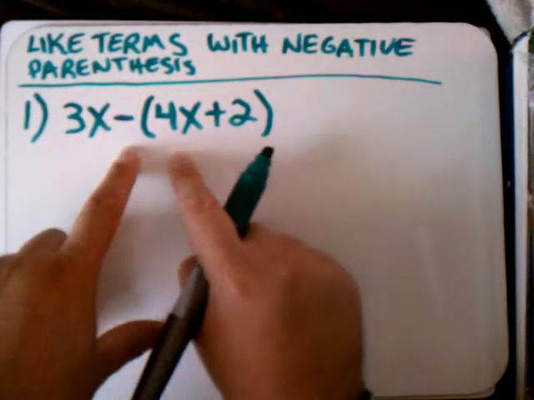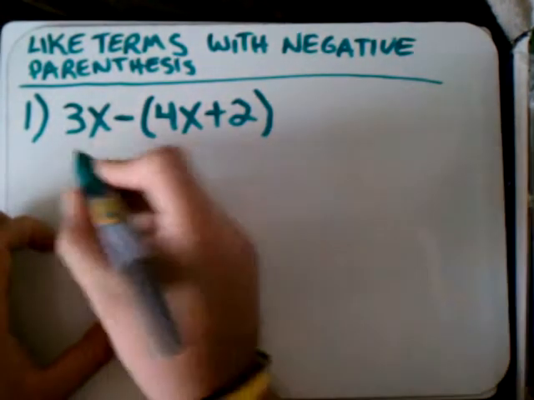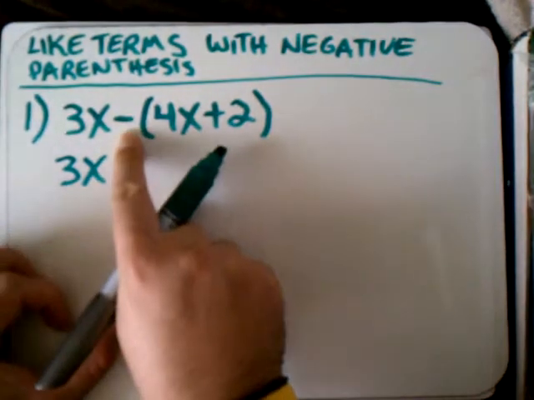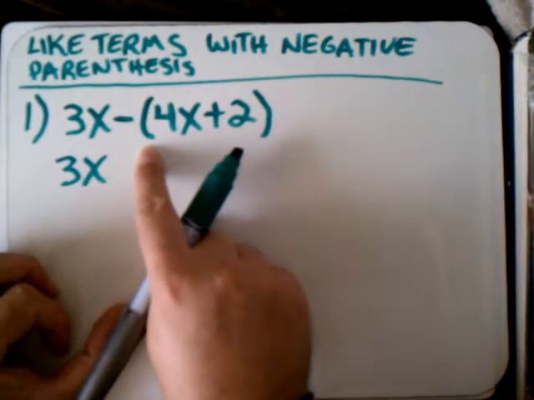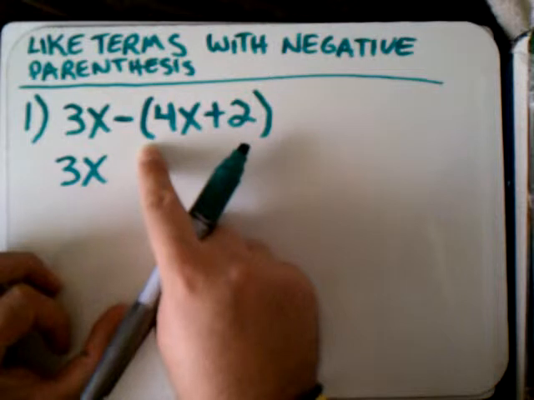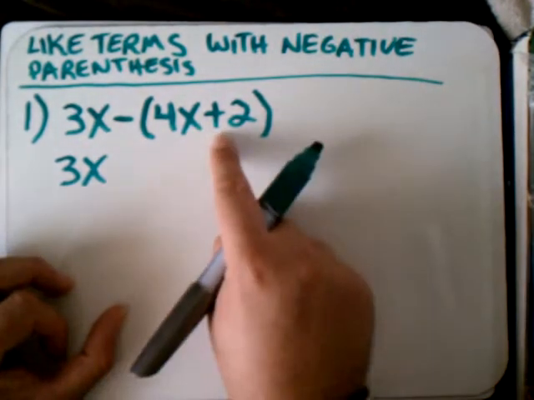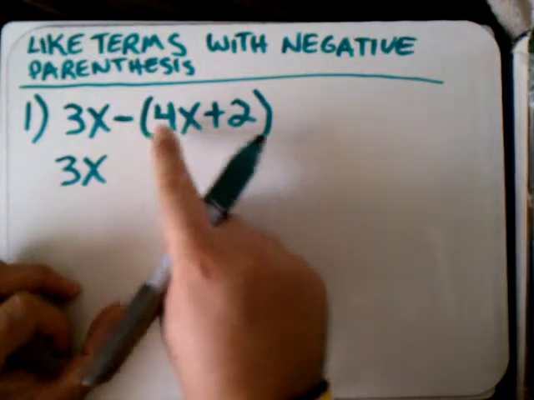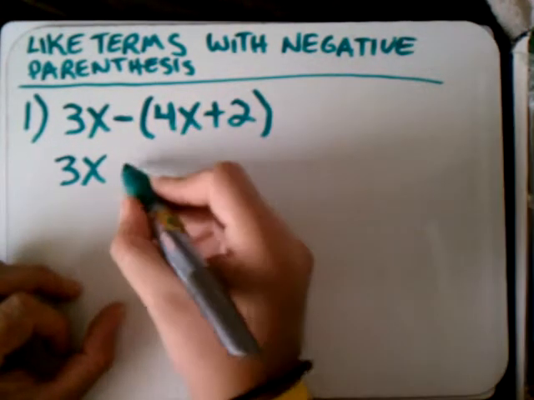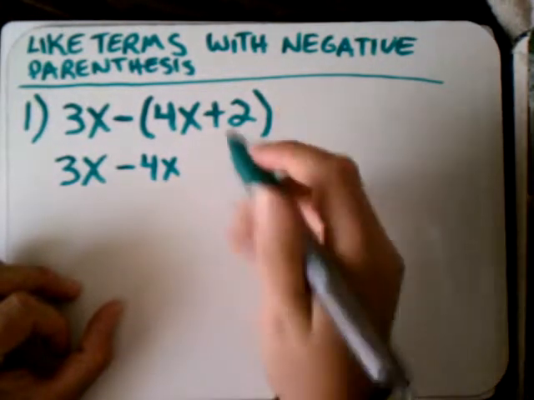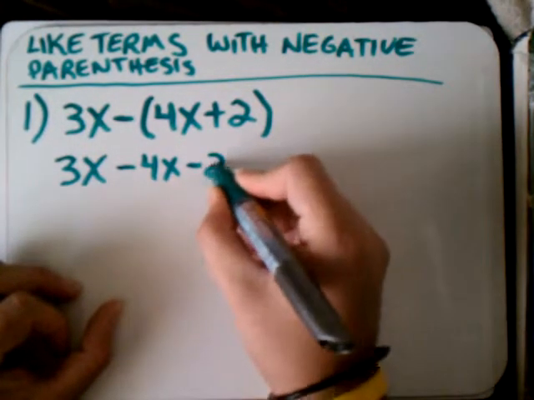How do you do that? This is a little trick. Whenever you have a negative outside the parenthesis, the negative changes every sign inside. So in this example, the 4x is going to be minus 4x, and the plus 2 is going to be minus 2.